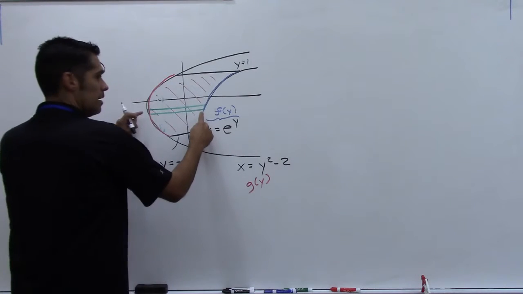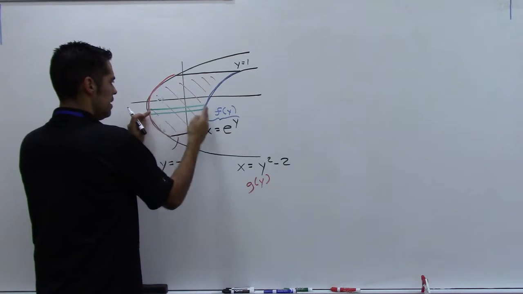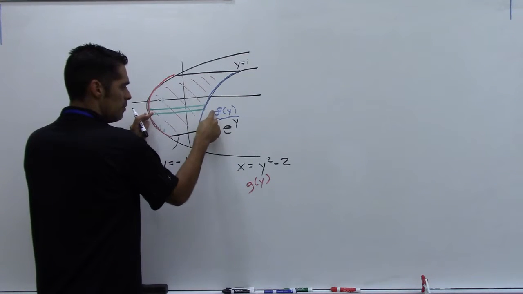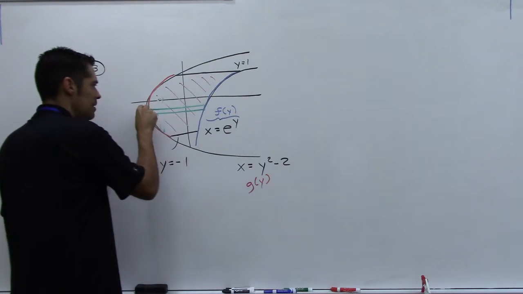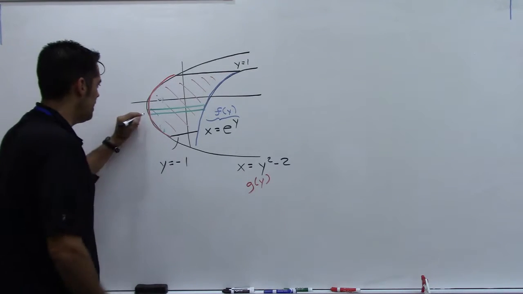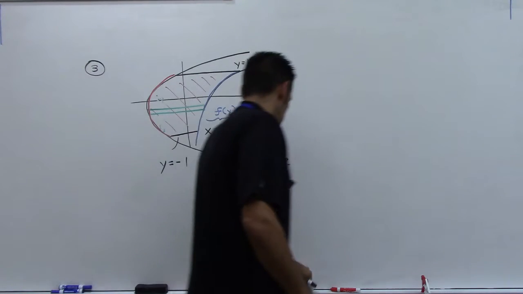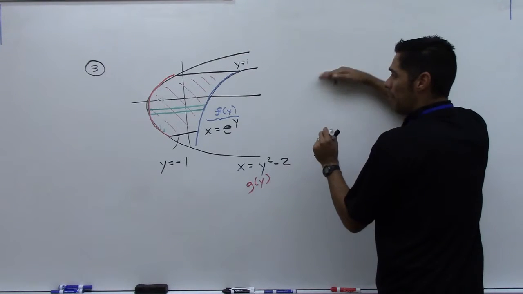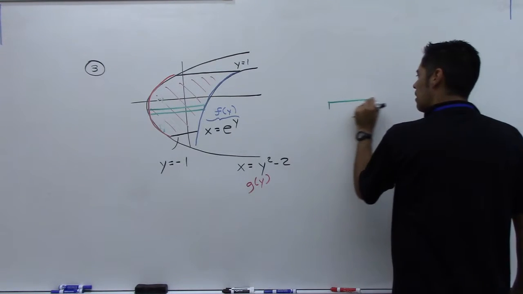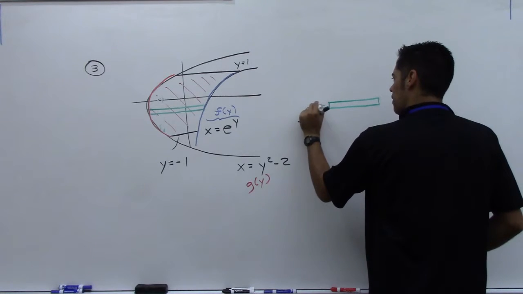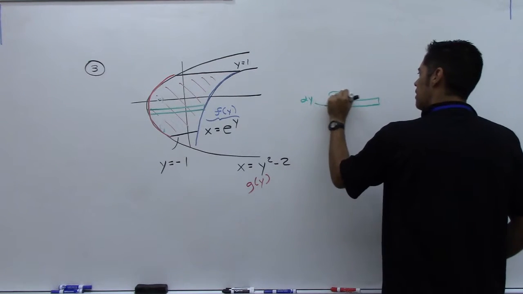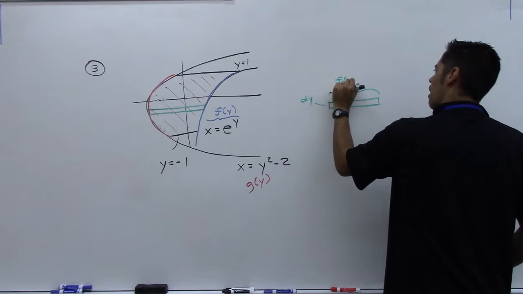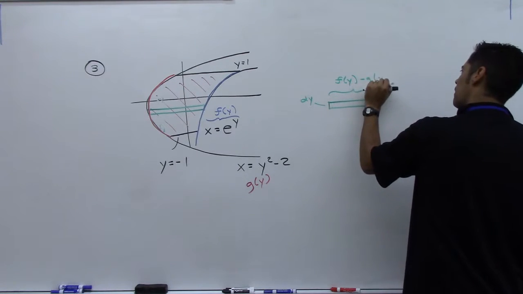If we want to find the area of this rectangle, it's going to be the width of it, which is f of y minus g of y, and then the height of it, which is dy instead of dx. Because our shift, when we move that rectangle up and down, it's the y value that's changing. So a rectangle looks like this. This is dy. This side is f of y minus g of y.